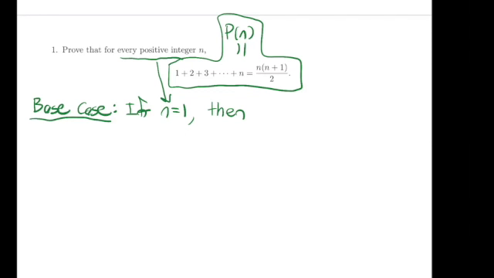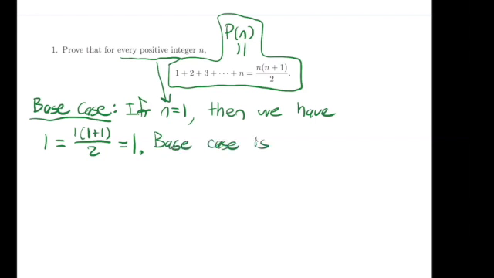So then P of 1 is just the statement. On the left side, I would have 1, and on the right side, I should have 1 times (1 plus 1) over 2. That does equal 1. So that takes care of the base case.